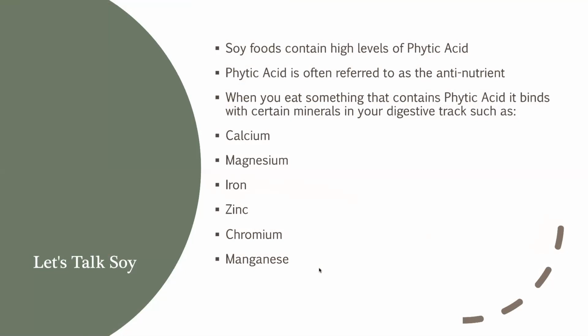Soy foods contain high levels of phytic acid. If you haven't heard what phytic acid is, it's often referred to as the anti-nutrient. When you eat something that contains phytic acid, it binds with certain minerals in your digestive tract, such as calcium, magnesium, iron, zinc, chromium, and manganese. So again, phytic acid is an anti-nutrient, and soy foods contain high levels of it.